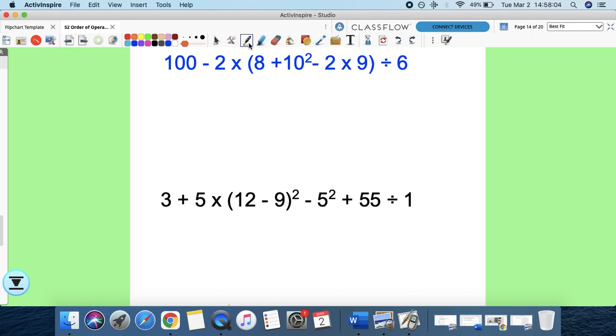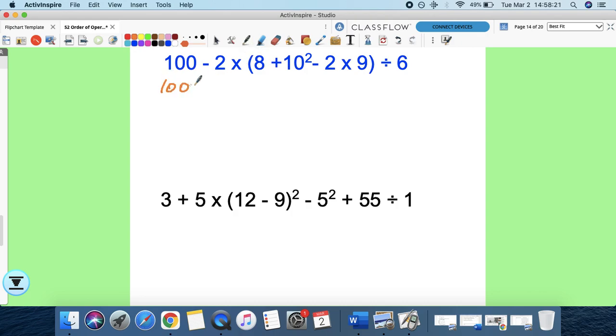Shortest one. So you had two pieces of homework: this one and a translation. So let's do this first. I know it's a little longer, but a little bit more challenging for you guys. So el primero, we're going to do the parentheses.